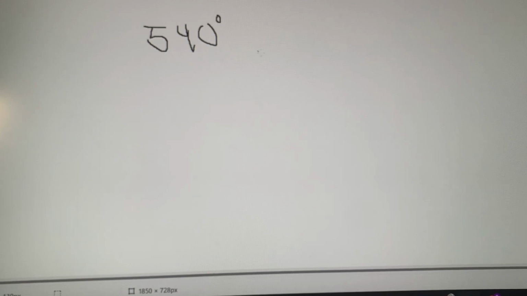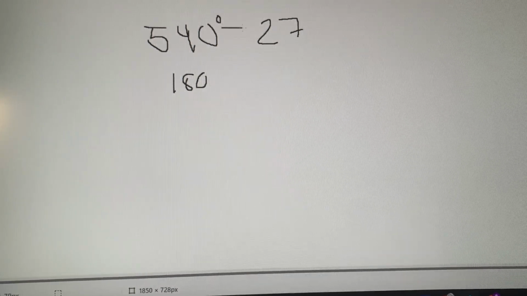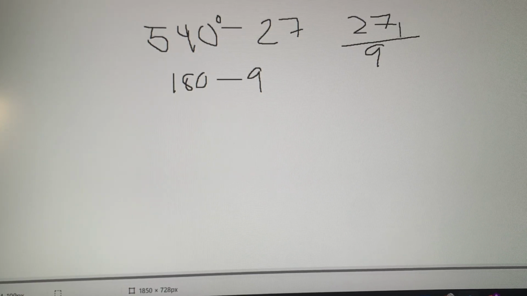So taking 20 out of 540, we're going to get 27. And taking 20 out of 180, we are going to get 9. So now we have 27 and 9. How we're going to organize this is we're going to put 27 over 9, and we're going to keep a pi beside the number we're looking to convert. Then from here, we can just simplify. Through simplification, we get an answer of 3 pi.